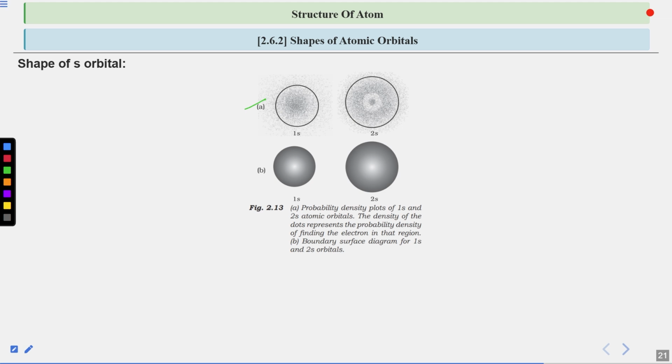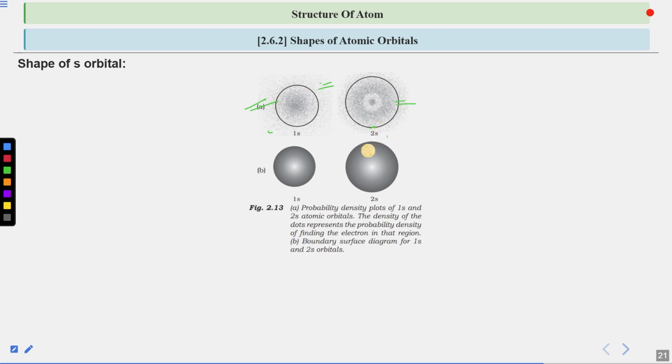Okay, so look at the shape. This is the boundary surface diagram for 1s and this for 2s. Now remember students, I have told you that you will take only that region where the probability is greater than 90 percent. You can see that dots are also present outside here, so there is some probability here too. These dots are representing probability, but since it is less than 90, we enclose only that area which has probability greater than 90.